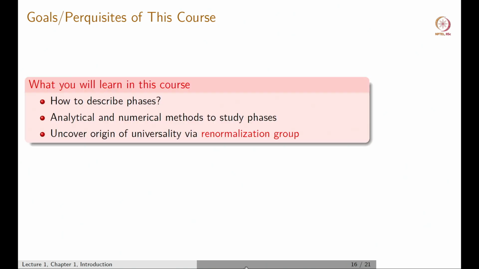So what is the goal of this course? The goal of this course is to understand how to describe phases. We will learn a variety of analytical and numerical methods to study phases. We will uncover the origin of universality and learn an extremely important idea in physics called the renormalization group.